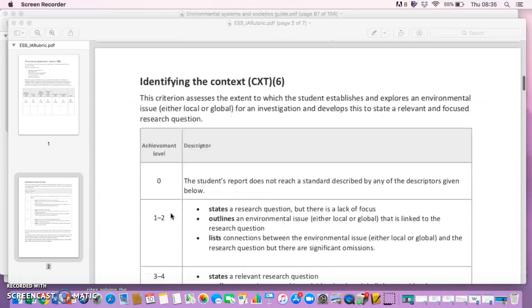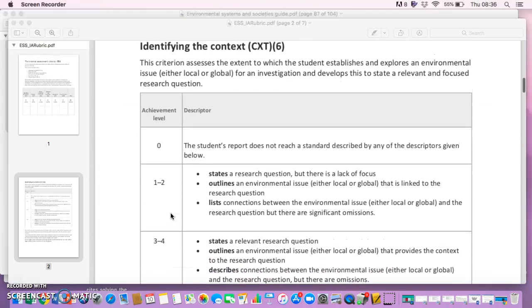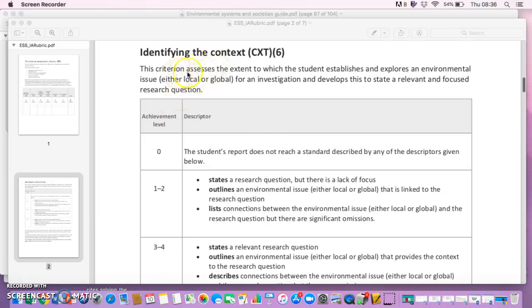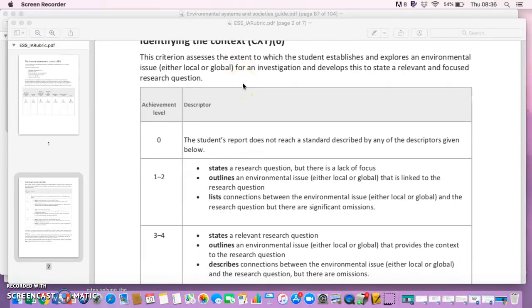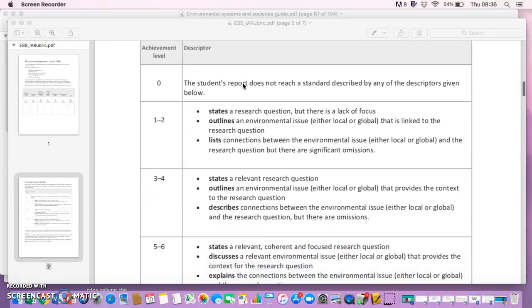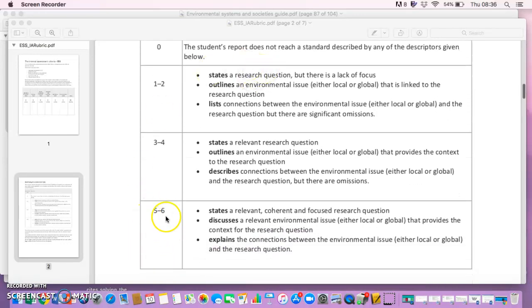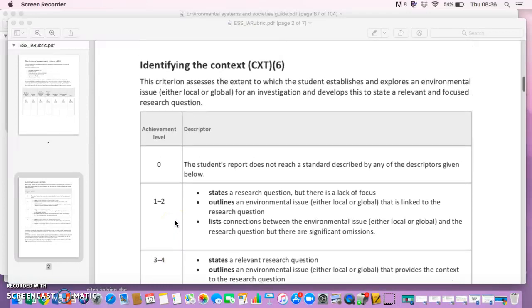So let's jump to that rubric. Each section has its own individual rubric. So identifying the context. This is where you're really laying out what you're doing in the IA. It has to be clearly related to ESS topics. Those issues that you bring up can be, like it says, either local or global, and it should include some sort of layout of the investigation that you plan on completing throughout this report. So we're going to jump to the 5-6 area because that's what we're hopefully all shooting for. So if you look at the 5-6 area, this is out of 6 points.